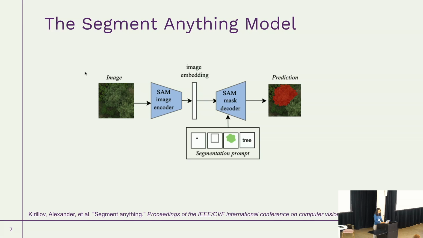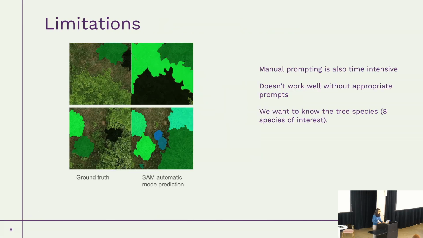Okay, so just to give a more graphic overview of Segment Anything, the idea is that you have an image, it will be encoded to produce a kind of compressed representation of it, and then you have a mask decoder which produces a prediction of the segmentation mask of a given object given a prompt. A prompt can be a point, so you click on the tree that you want to segment, or you give a box, or even some text label.